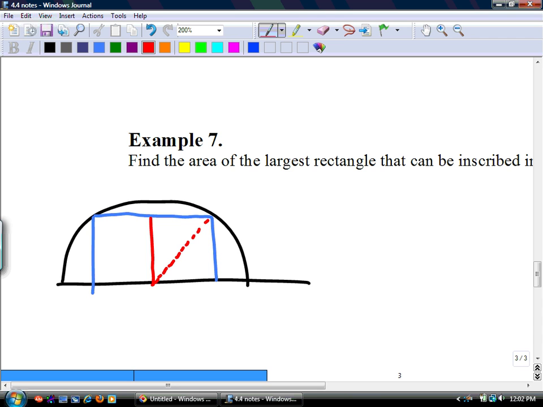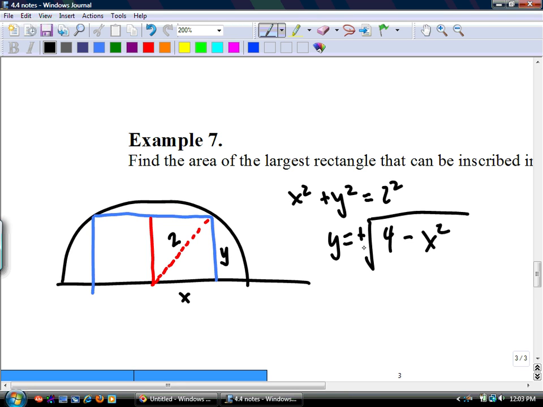So, a circle with a radius of 2. This distance is 2. This distance is x. This distance is y. Write a relationship between 2x and y. Solve for a variable. What are we solving for? y equals the square root of 4 minus x squared, plus or minus.